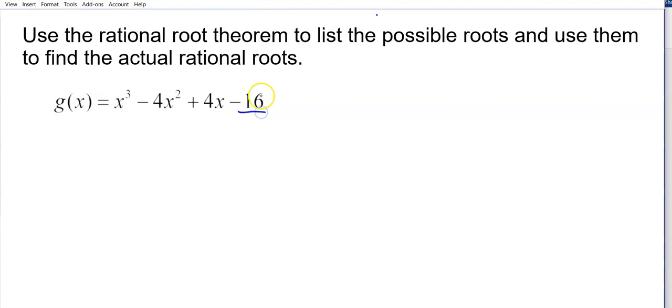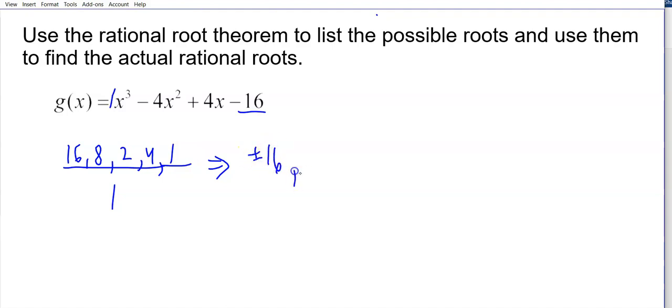Okay, factors of the last term, I'm going to put in the numerator. So the numerator: 16, plus or minus 8 and 2, 4 and 4, 1 and 16. I didn't put them in order, but those are all the possible factors of 16. Now let's do all the possible factors of 1. Well, that's easy. The denominator is only 1. The list of all the possibles, these are all going to be over 1.